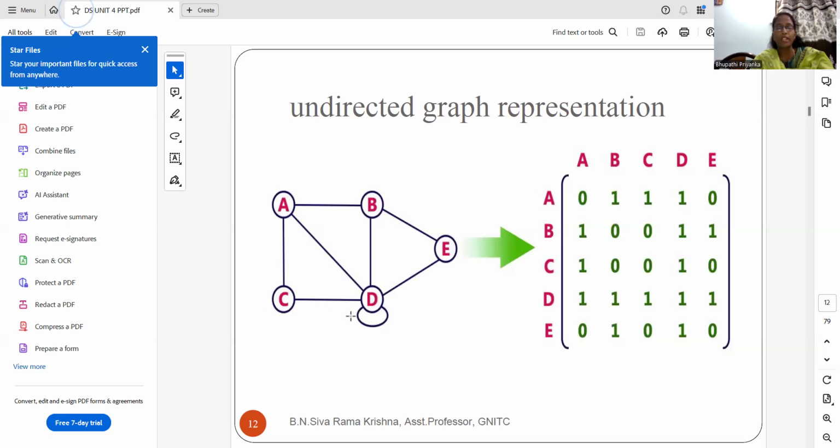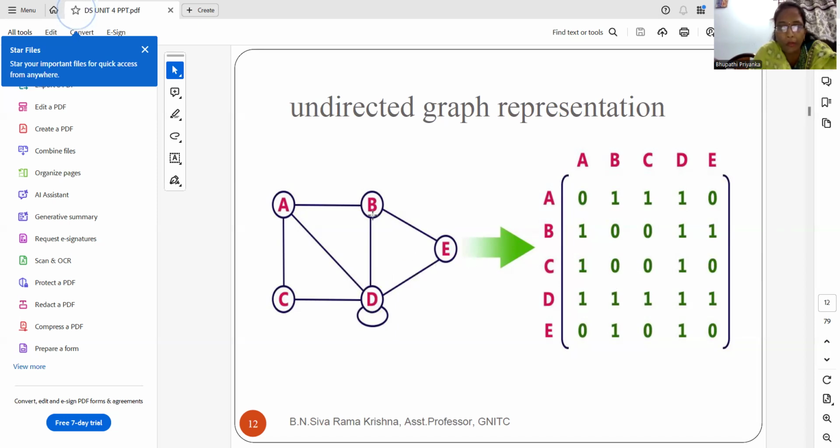Next, C to D, we have a connection. We have a node representation. That is 1. Next, C to E, we don't have any node, any edge. So C to E we will mark as 0. Next, D to A, we have an edge between D and A vertex. That is why here we are taking it as 1.